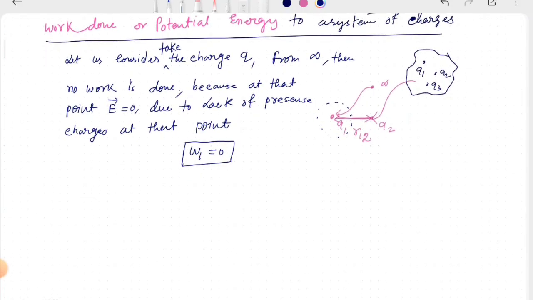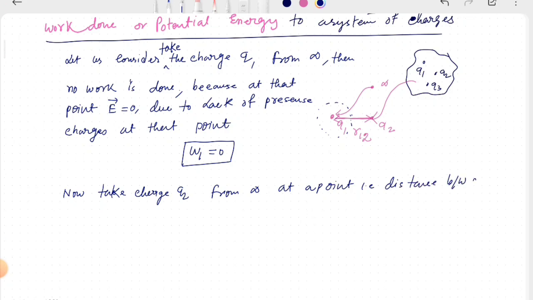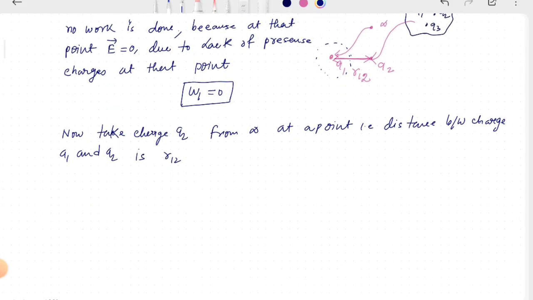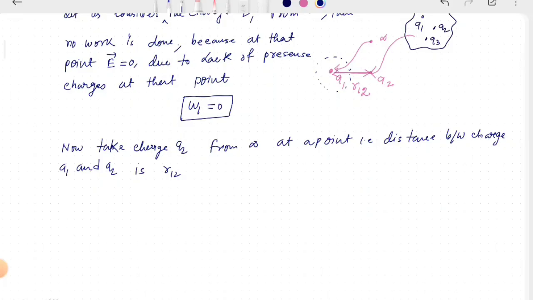So what happens now? Take charge Q2 from infinity to a point where the distance between charge Q1 and Q2 is R12. Okay, then what is the work done?